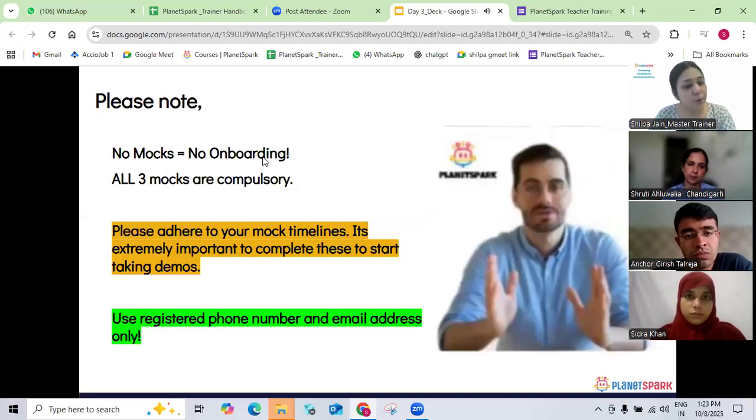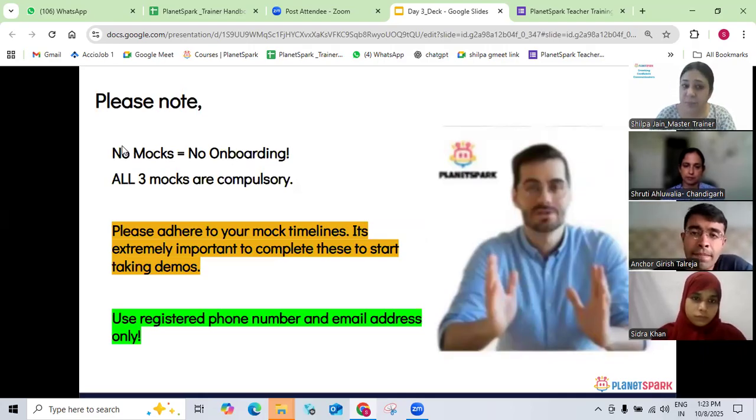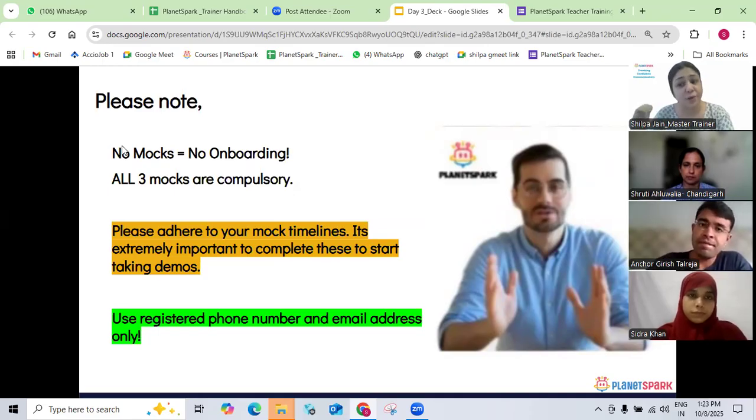No mocks, no onboarding. All the 3 mocks are compulsory. Now, some teachers would say that, ma'am, I've opted for the junior category. Do I need to attempt the mock for senior category, adult category? Yes. Even if you've opted for junior category, you need to attempt all the 3 mocks and you need to qualify all the 3 mocks.